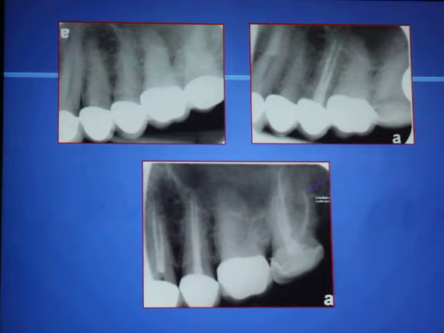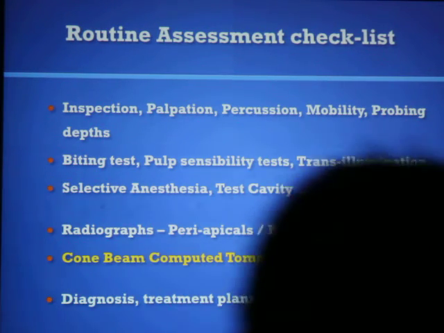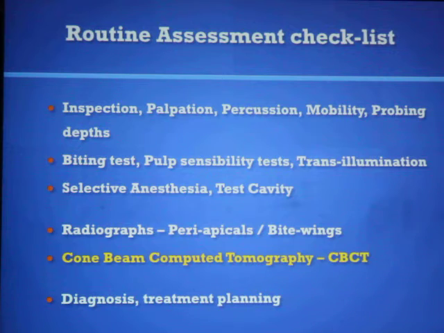So, what is the routine assessment checklist? What do I do when I see a patient with pain? I'm pretty sure all of us do the same thing. We check the tooth, we do the palpation test, percussion, mobility, we check the probing depth.